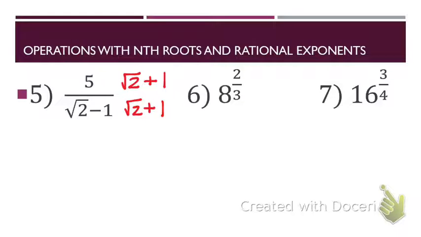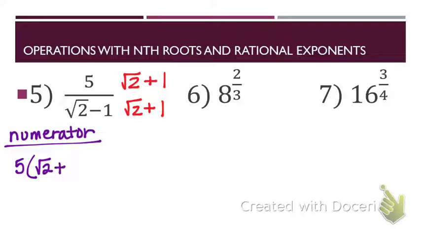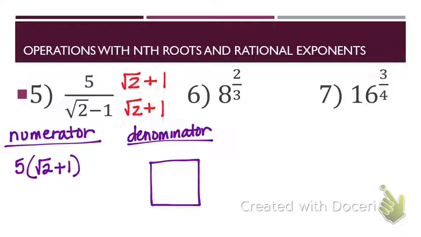So this one takes a little bit more space, so let's do the numerator first. The numerator is pretty simple because you're just taking 5 times the square root of 2 plus 1. But for your denominator, you will need to make a box, because you're multiplying a 2 by 2. So take a minute and try to simplify that out.